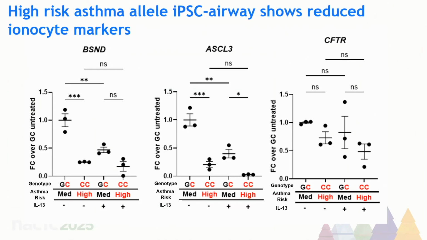What's interesting is that in our high-risk asthmatic iPSC-derived cultures, we were seeing a significant production of BSND and ASCL3 transcript. It's not significant, but trending that way in terms of CFTR expression. This is all obviously extremely preliminary, but when I think about ionocytes and secretory cells in the airway epithelium and how this story is advancing, the next thing people are going to want to look at is what are the effects under perturbed conditions?